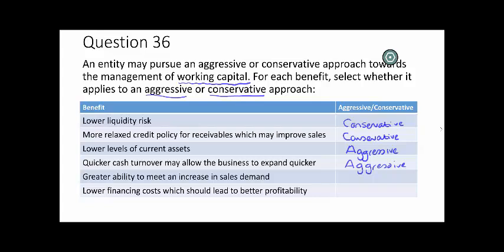Greater ability to meet an increase in sales demand. Well, one of the problems with aggressive is you don't have any reserves for any sudden changes, and so that would take us back to the conservative method, which must mean that the final one is aggressive, I would expect. But here let's just double check. So lower financing costs, which should lead to better profitability. Yes, the idea with aggressive is that we have sufficient funds available to us, but we don't hold excess cash. So yes, it should lead to lower financing costs because we're not allowing our receivables as long to pay us, for example.